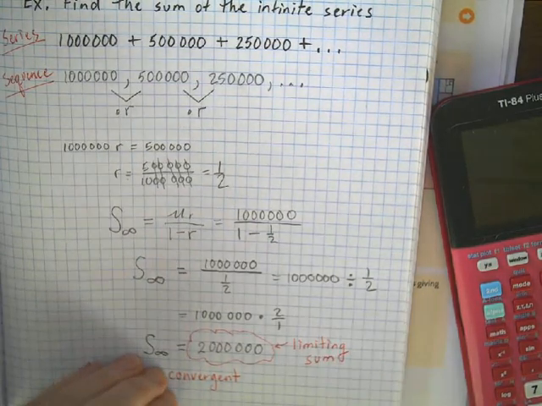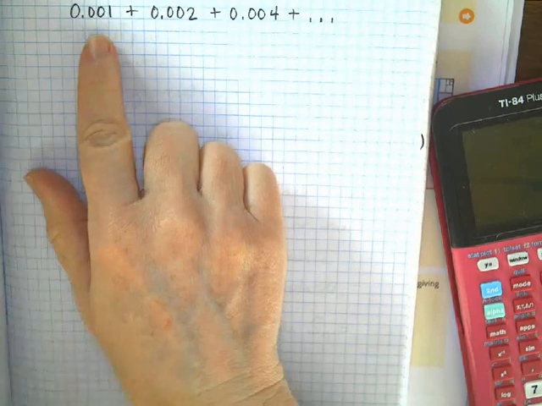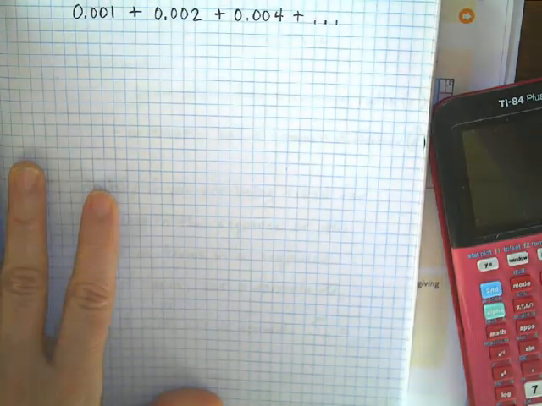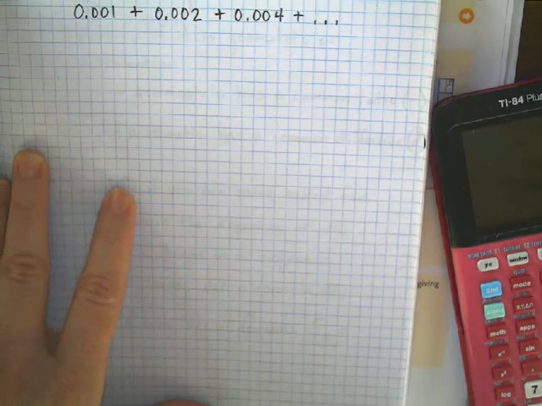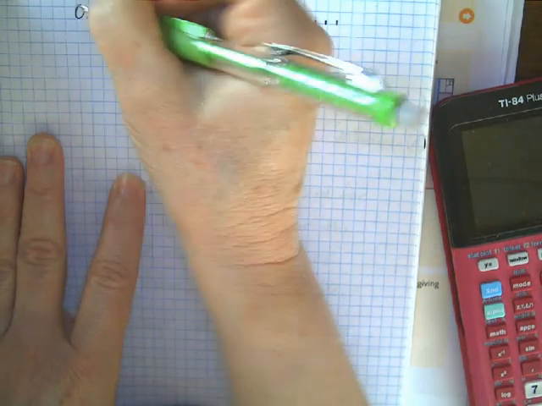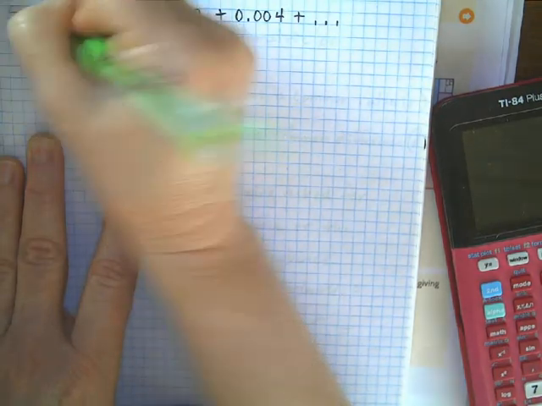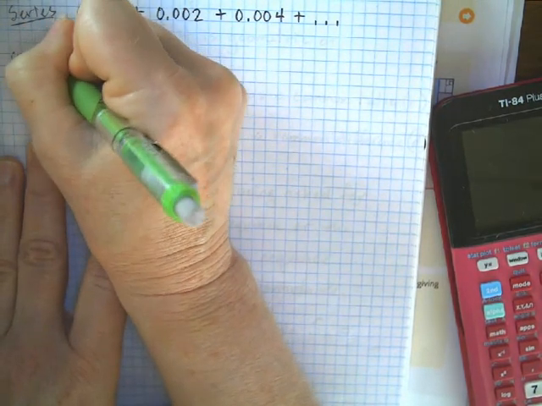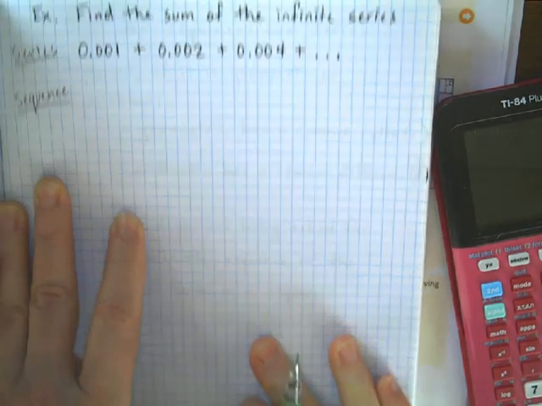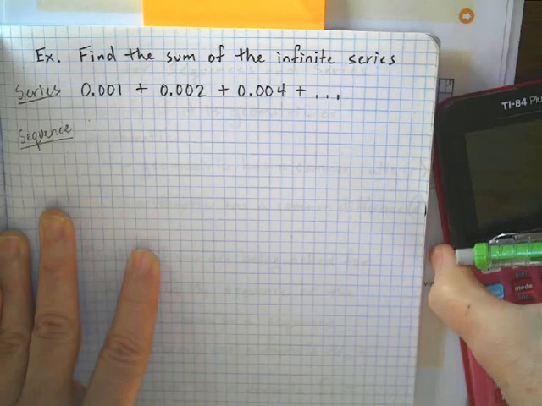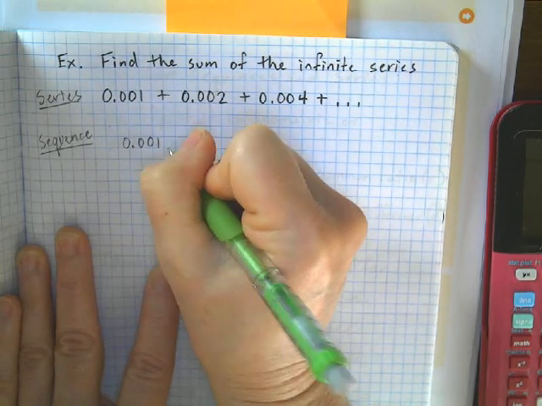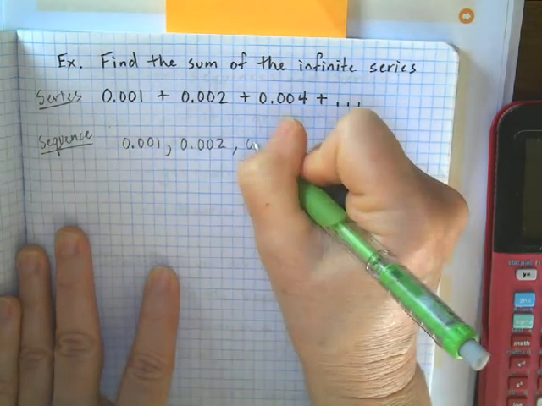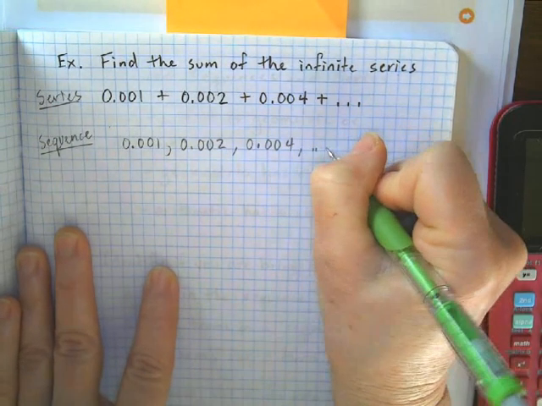All right, let's do another example. Find the sum of the infinite series. So the first thing we need to figure out is what our common ratio r is. This is a series because there are plus signs. I'm going to write it as a sequence, meaning without plus signs. This is not a necessary step, but I'm just trying to keep reinforcing the vocabulary. Dot, dot, dot. All right, so what is my r?